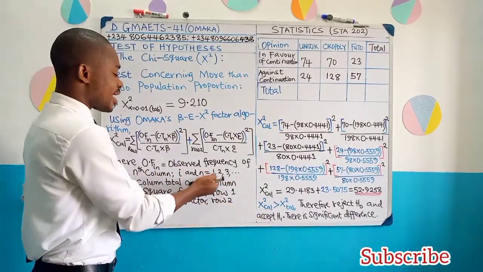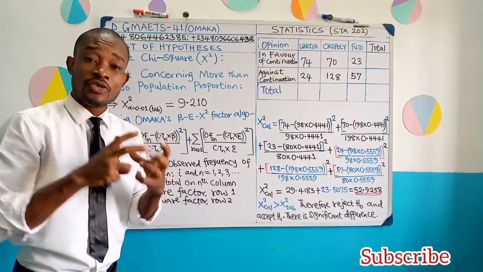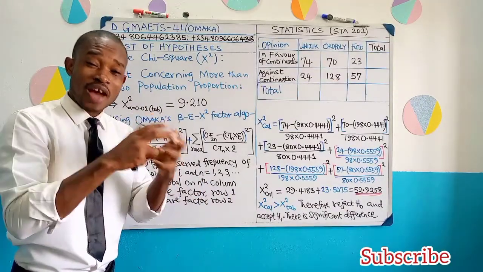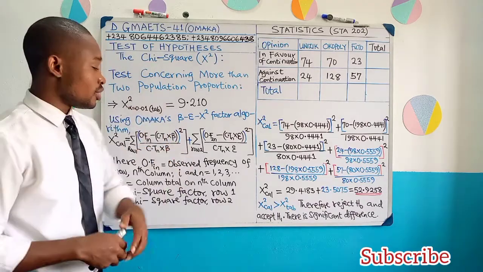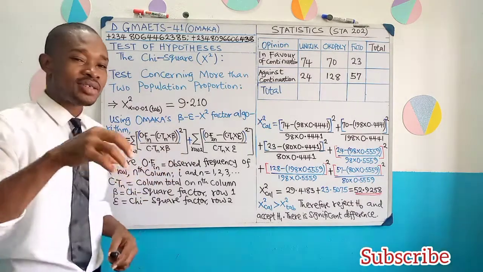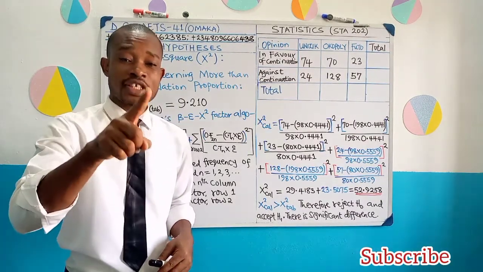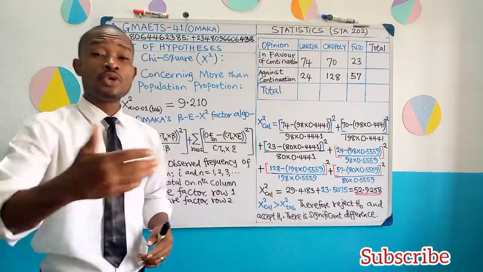I've told you that i and n could take the value 1, 2, 3, where i represents the number of the row that the observed frequency belongs to, and n represents the column that the observed frequency belongs to. Beta here is the chi-square factor of the first row, that is row 1. Epsilon is the chi-square factor of row 2.